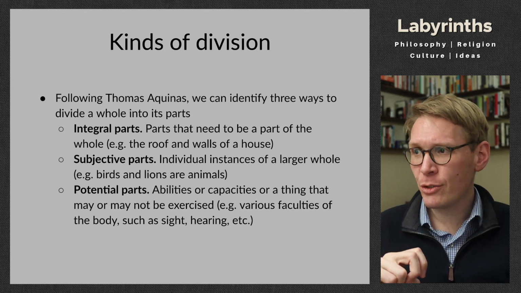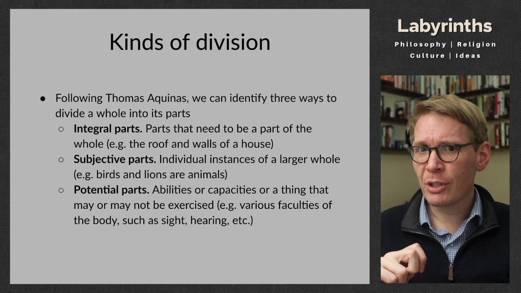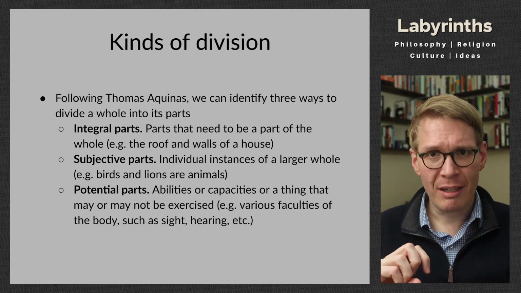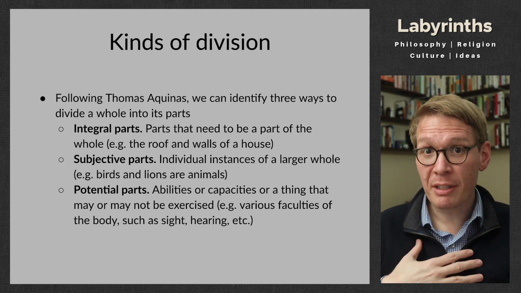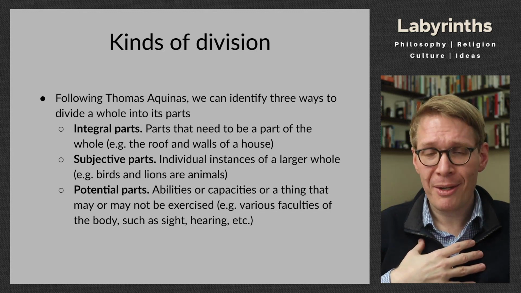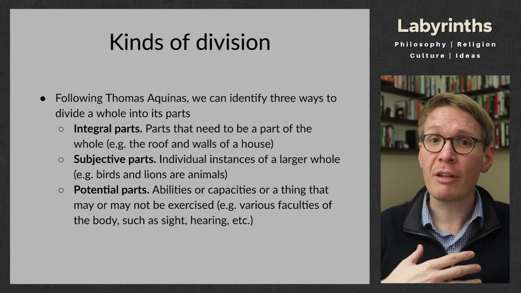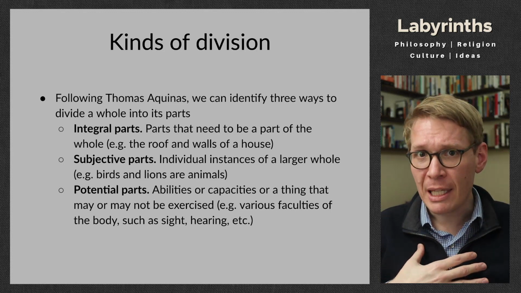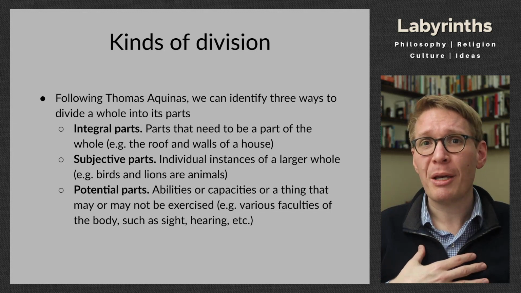And finally, potential parts. These refer to the abilities or capacities of a thing that may or may not be exercised. So my sight, my hearing, these are parts of me. My ability to speak. I'm speaking with you right now. That is a part of me, right? But what kind of part is it? If I lost my ability to speak, I would still be me. My life would change significantly, but I would still be myself.